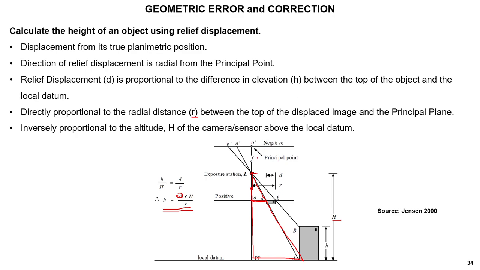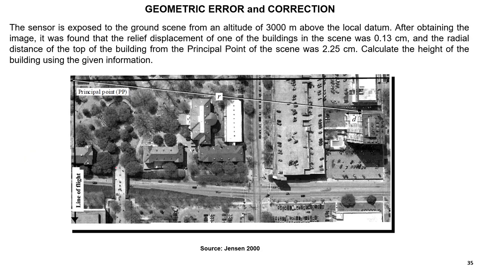With the height from which you are measuring, and it is inversely proportional to the altitude. So if you write the equation, small d is equal to h into r by capital H. So this is what we are saying: directly proportional to the difference between the elevation, directly proportional to the radial distance, inversely proportional to the altitude. So now you can solve this particular question.